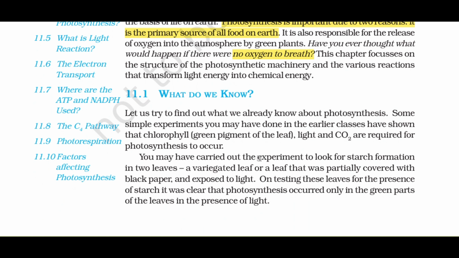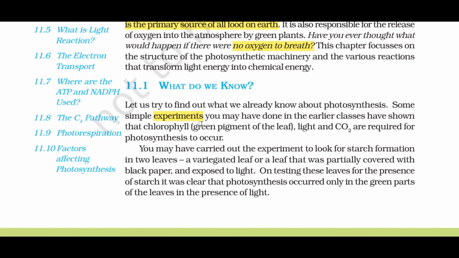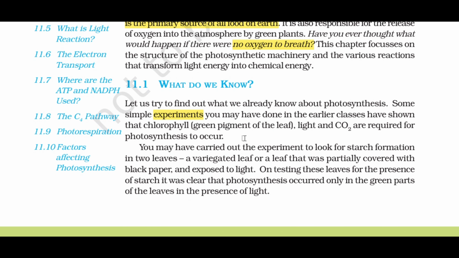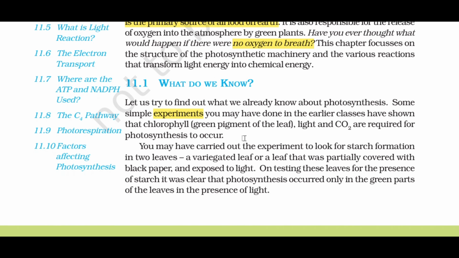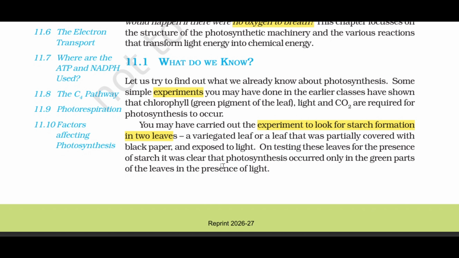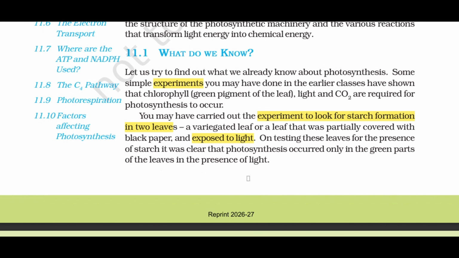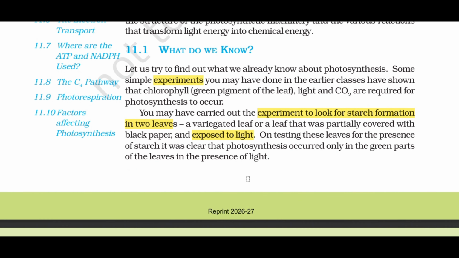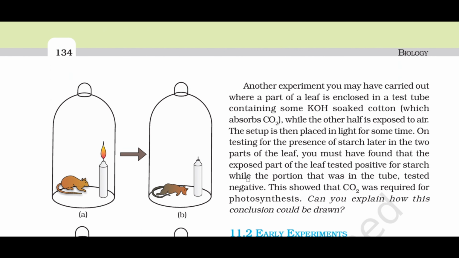What do we know? Let us try to find out what we already know about photosynthesis. Some simple experiments you may have done in the earlier classes have shown that chlorophyll, the green pigment of the leaf, light and CO2 are required for photosynthesis to occur. You may have carried out the experiment to look for starch formation in two leaves, a variegated leaf or a leaf that was partially covered with black paper and exposed to light. On testing these leaves for the presence of starch, it was clear that photosynthesis occurred only in the green parts of the leaves in the presence of light.